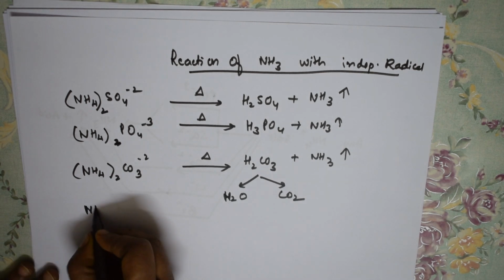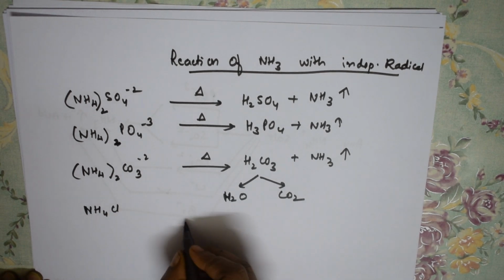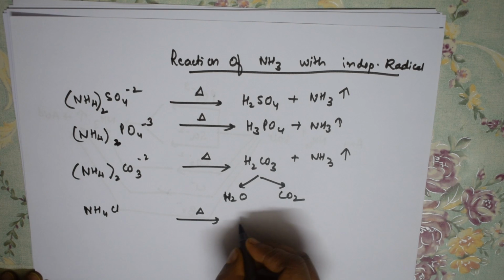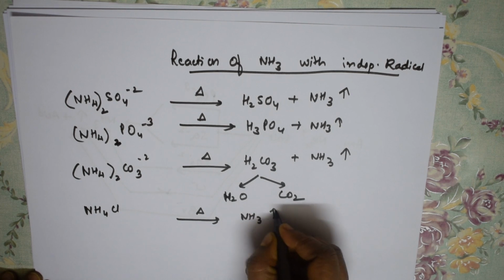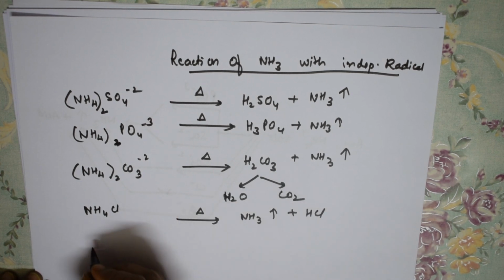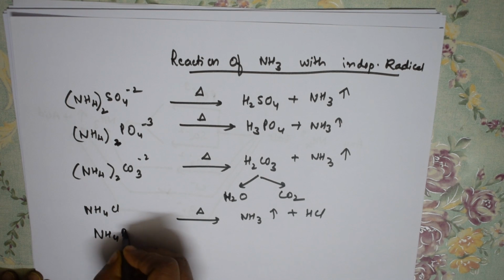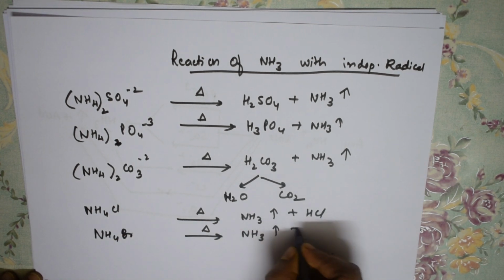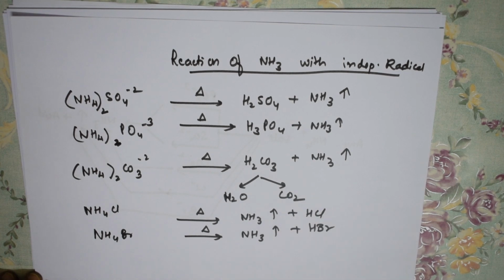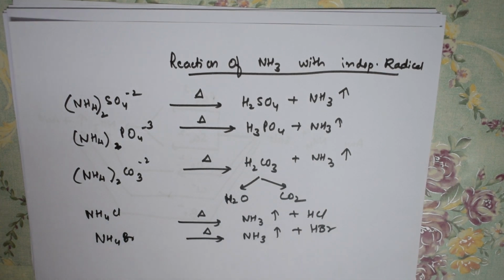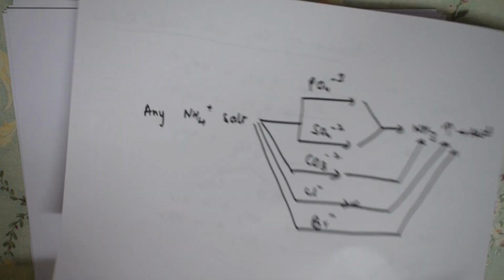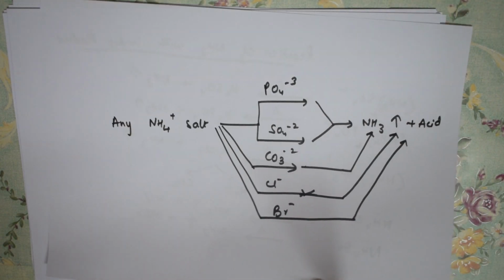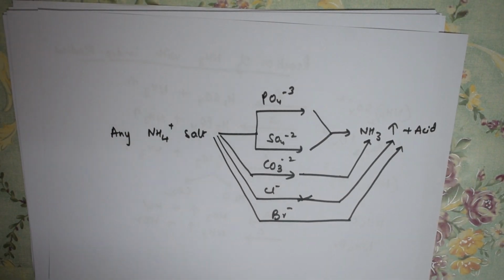Suppose I take ammonium chloride, when you're heating, what will happen? It's going to give ammonia gas plus HCl. Suppose you take ammonium bromide, what do you get on heating? Ammonia gas plus HBr. Correct, no? Yes, students, simple reactions. Only thing you need to remember this one. Yes, students, simple. Now, let us see some more reactions. Interested? Yes? So, some more reactions we will see.